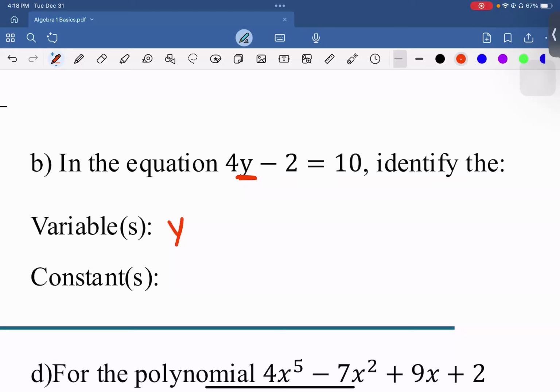Now for constants, we're looking for the letters. For constants, we're looking for the numbers without letters. And in this case, we have two constants, -2 and 10. -2, and I'm just going to put a comma, 10. And yes, I did just take the sign that's in front of that 2 there.